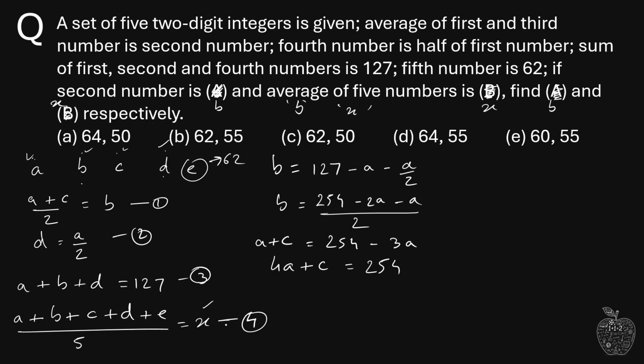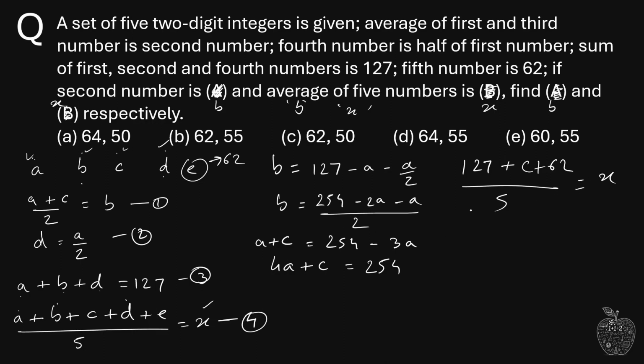Let's start with equation 4 now. We know that the average of 5 numbers is X. But we are also given that A plus B plus D is equal to 127. So we'll write that 127 plus C, we don't know what C is, so let's write it here, and A is 62. So plus 62 divided by 5 is equal to X.